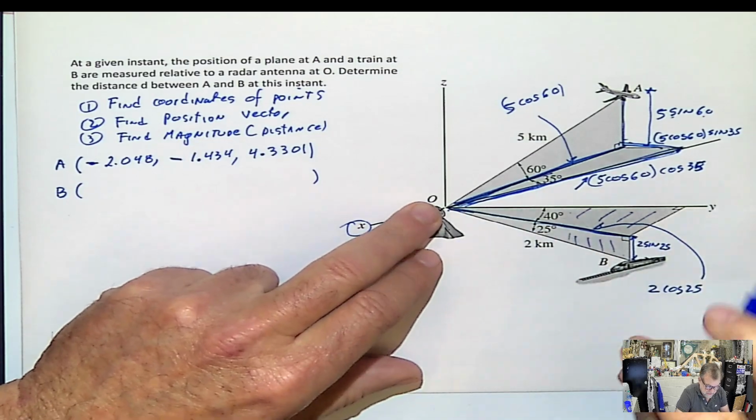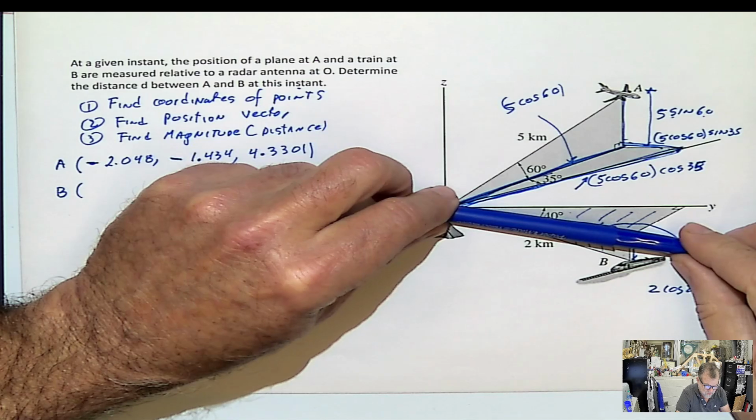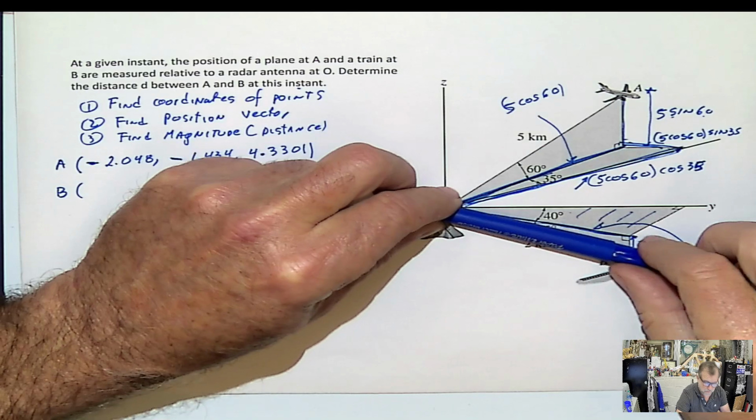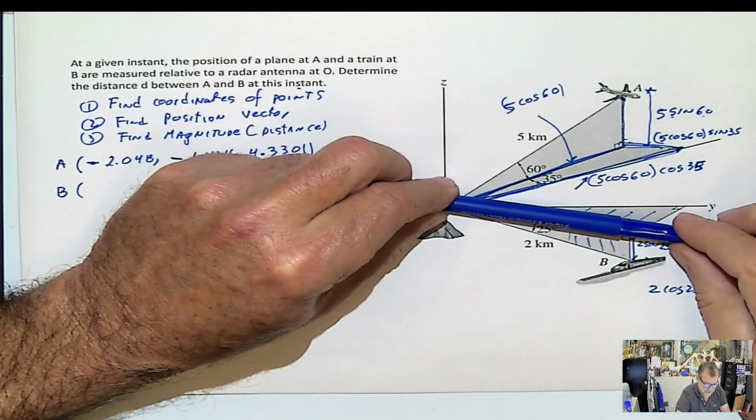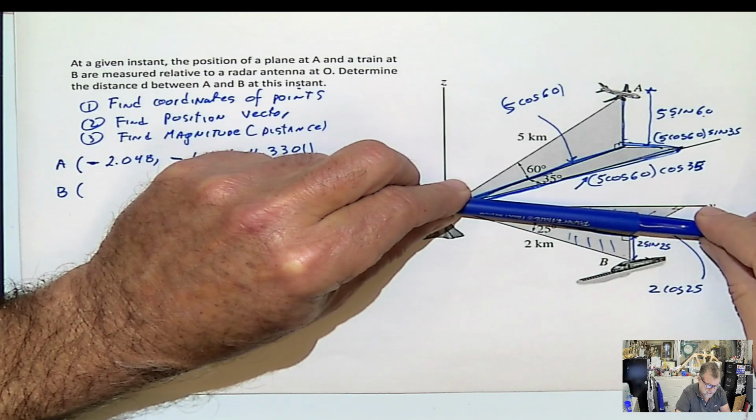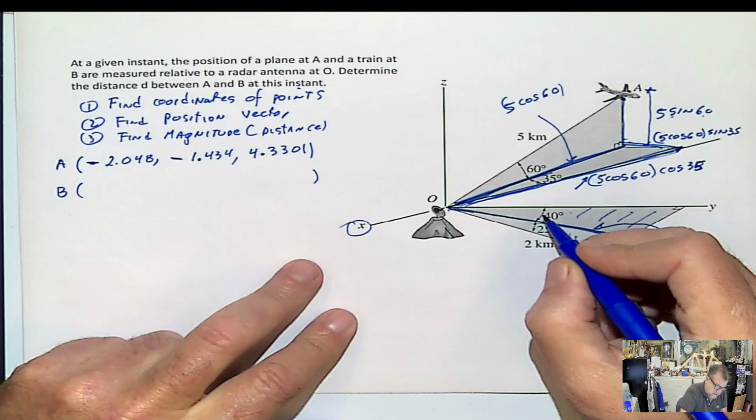And now this line, which is here, the only thing that I have to do is bring it to this side and bring it to this side, projecting it. When I say bring it, I mean project it. So I have this line, which is 2 cosine 25, and I'm going to bring it here. And this angle is 40.